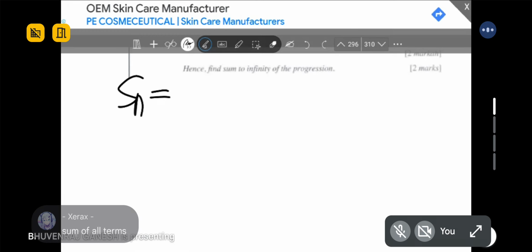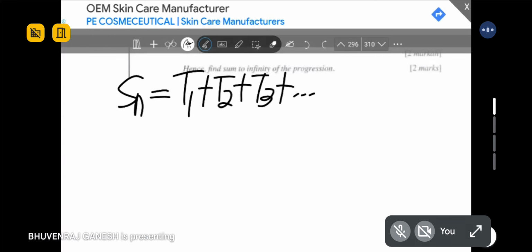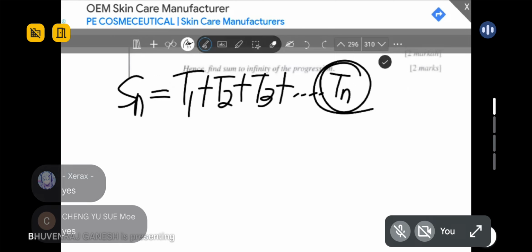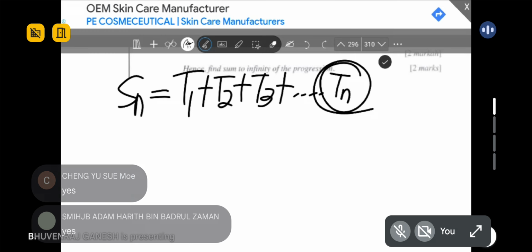We want to prove the Sn formula for geometric progression. So guys, Sn means what? Sn is the sum of all the terms, right? Hasil tambah semua sebutan. So guys, do you agree? Sn is T1 plus T2 plus T3 plus until Tn. It means you add until the nth term that we don't know. Kita tak tahu sebutan ke n.